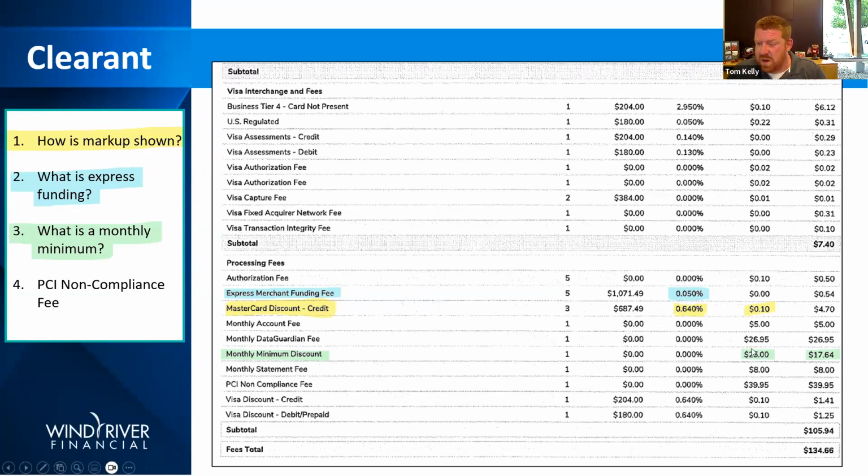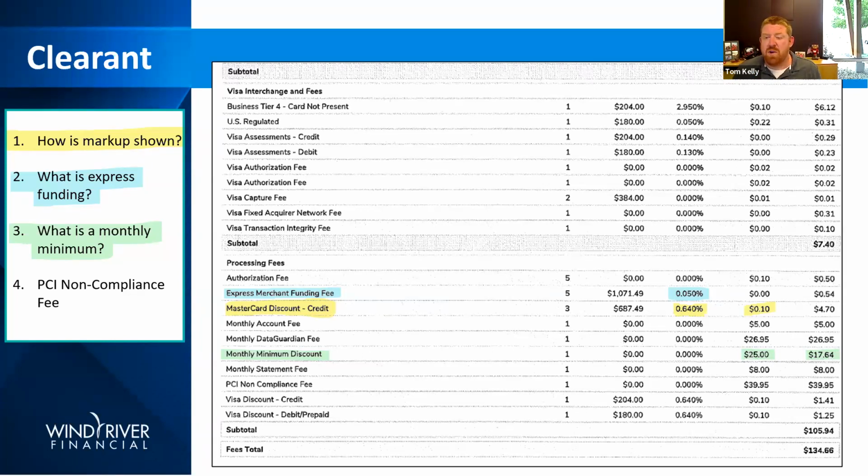Another thing I wanted to point out is the monthly minimum discount. You can see here it says $25, and then here it says $17.64. What this is telling me is each month, this customer has to spend $25 in markup, or they're going to be charged the difference. As you can see here, they're being charged $17.64, so they've only paid $7.36 in markup. So what this processor is saying is, nope, you're going to pay us at least $25 a month. We're going to charge you a fee for the difference.